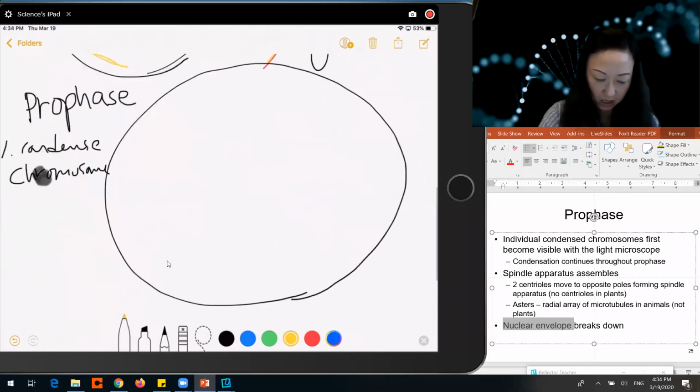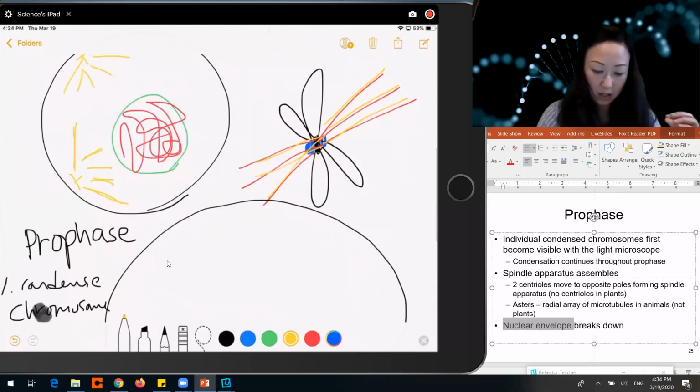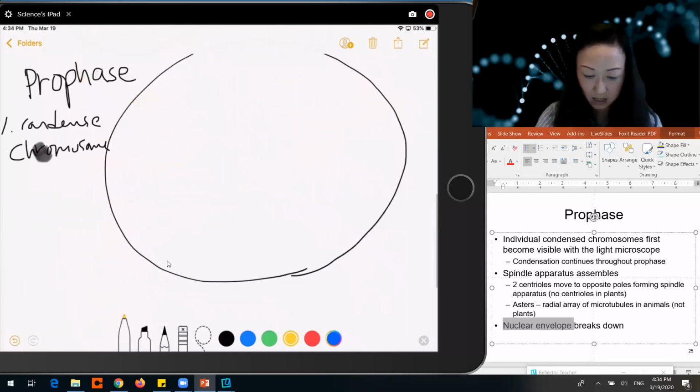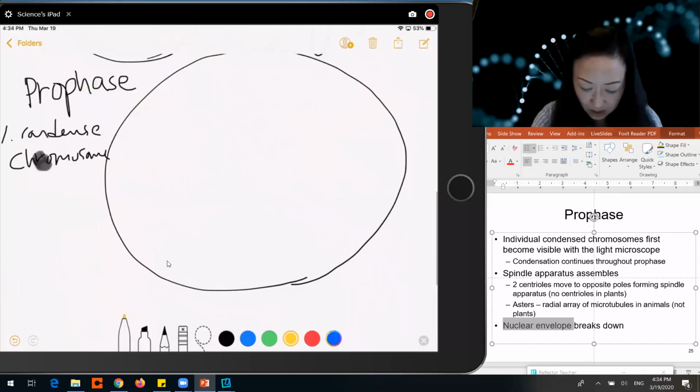I'm going to keep the color. So I'm going to keep the chromosomes red, I'm going to keep the nuclear envelope green, and then my microtubules yellow. Okay, so let's try this. First of all, my chromosome needs to condense. So let me draw 2 pairs of homologous chromosome. Let's think about it. 2 pairs of homologous chromosome going to mitosis.